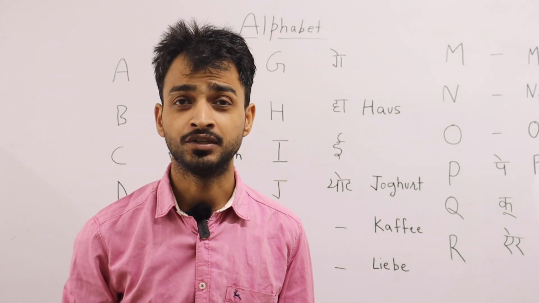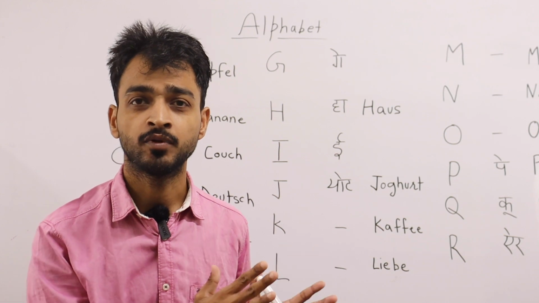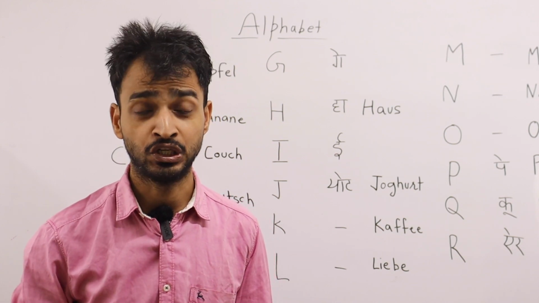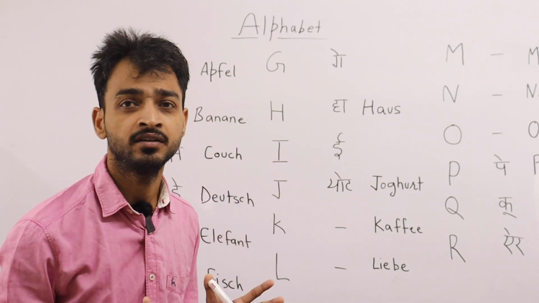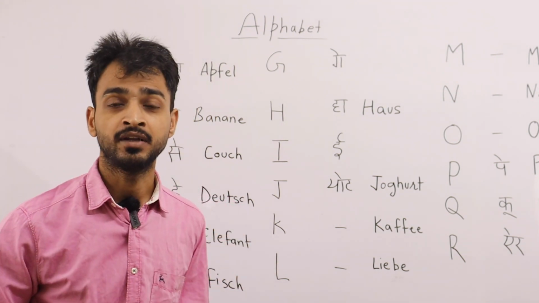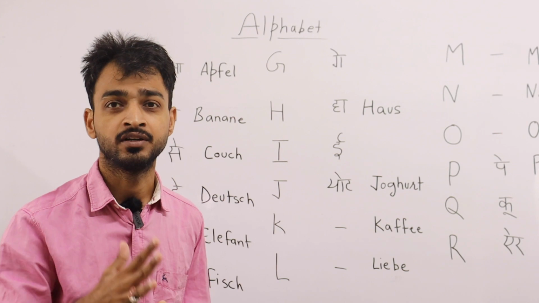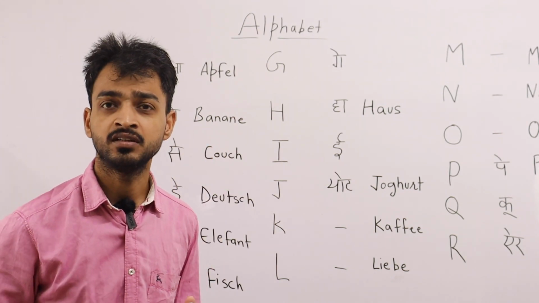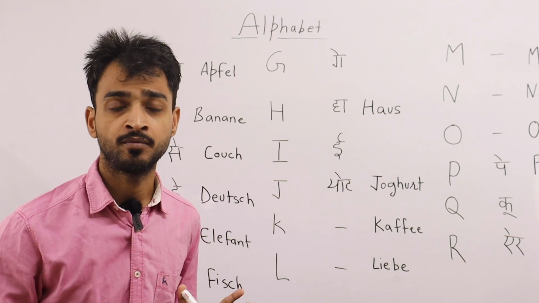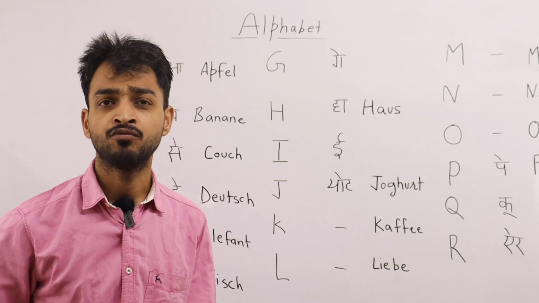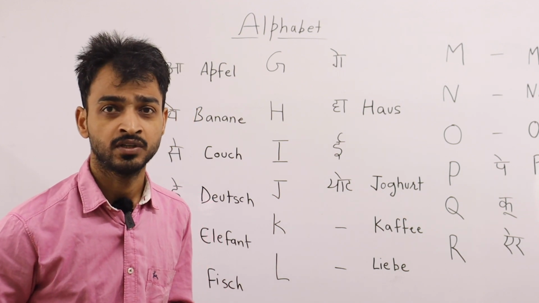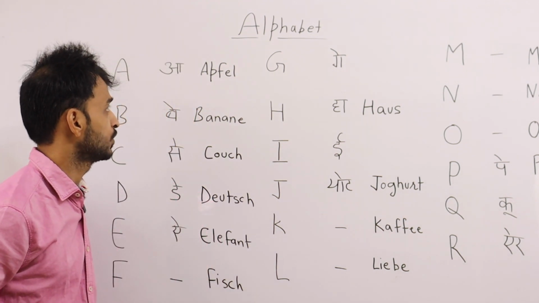In today's video we learn German alphabets right from the beginning till the end. German alphabets are very similar to English alphabets. They are written very similar to how we write in English. A to Z, 26 alphabets plus we have 4 special characters. We'll see in today's class all the German alphabets with their pronunciation and one example so that you understand how it is written. Now I will start with the first alphabet.